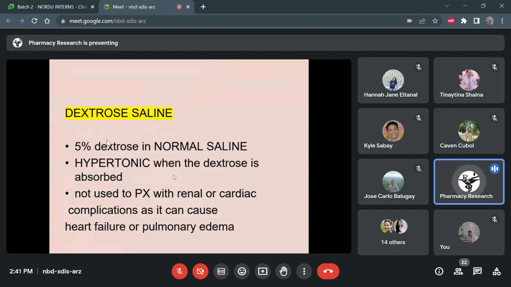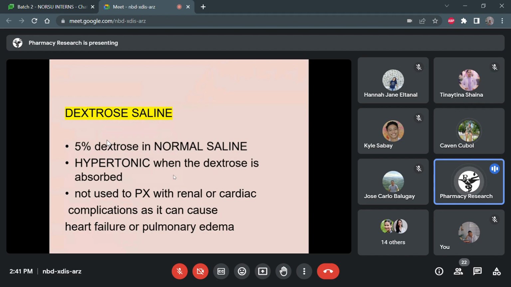Next is dextrose in lactated ringers. It is a sterile, non-pyrogenic solution used for fluid and electrolyte replenishment. So unlike the others, it is isotonic when absorbed.